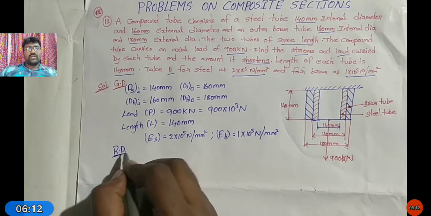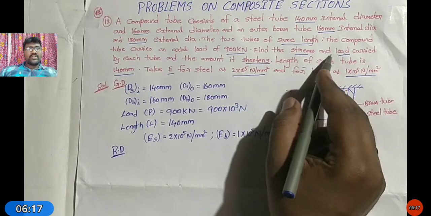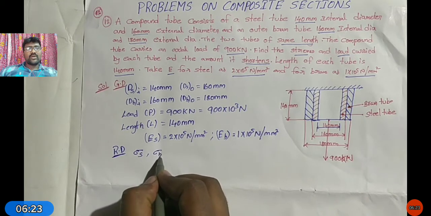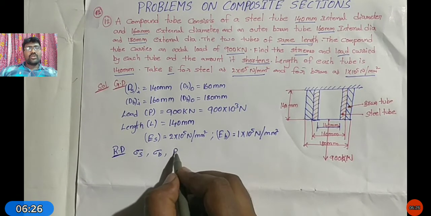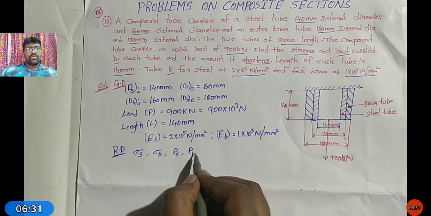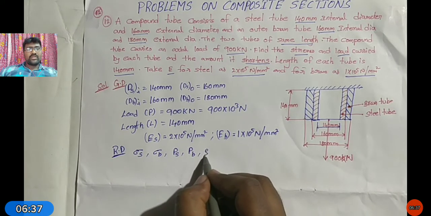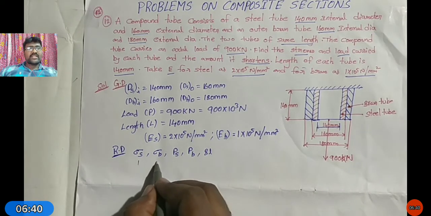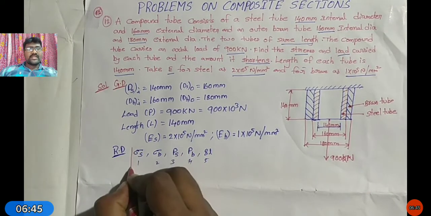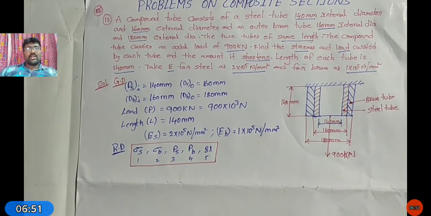Next, we need to note down the required data. Here, we need to calculate the stresses and load carried by each tube, so that is sigma S, sigma B, and the load shared by the steel tube and the load shared by the brass tube. These 4 parameters we need to calculate. And also the change in length, that is, how much the length of the tube is shortened due to the stresses. So these 5 parameters we need to calculate.